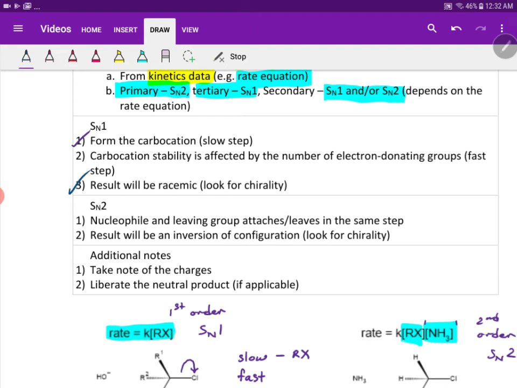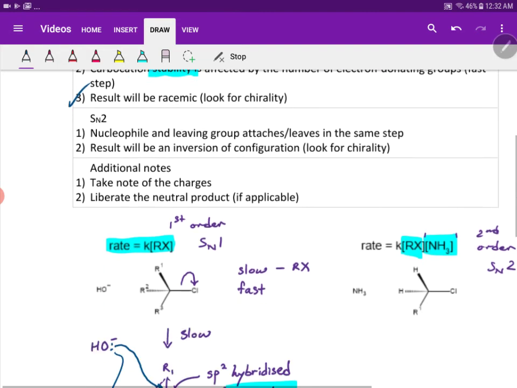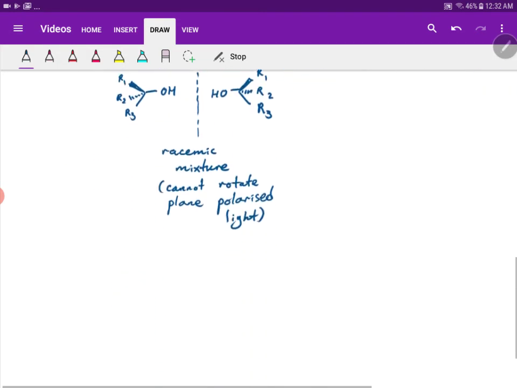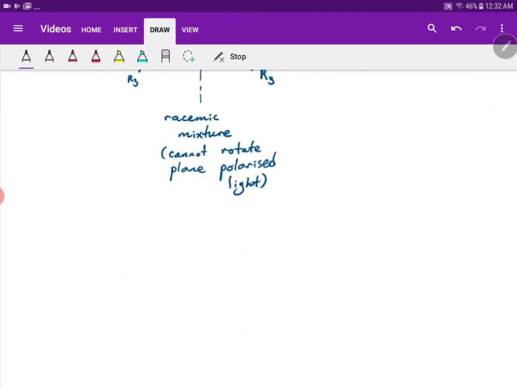But there's one more thing that I want to discuss, which is the stability of the carbocation. Why would tertiary alkyl halides undergo SN1 compared to primary? So let's take a look here. This is, let's say, a primary alkyl halide undergoing SN1 versus a tertiary.